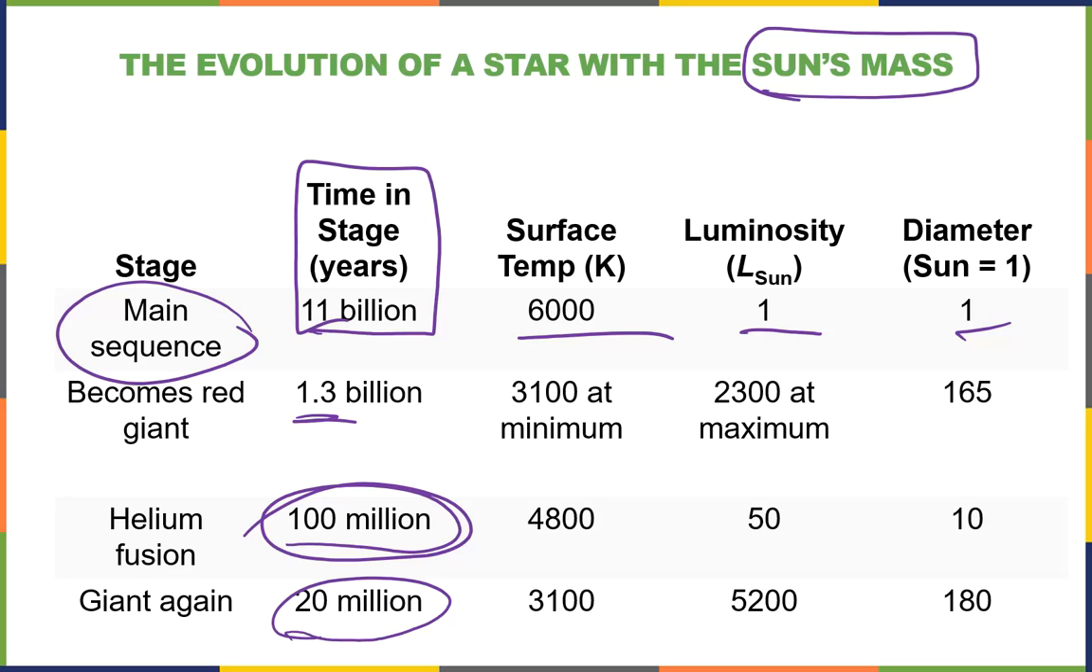Now notice the luminosity. When it's a red giant, it will reach a very big luminosity. Its temperature will drop a lot, but it will be very luminous because it'll be very big. You see this number out here, 165. Then when it reaches stable helium fusion, the surface heats up again, it shrinks, and it'll be 10 times the size. Then when it becomes a giant the second time, about the same temperature, but much more luminous because it's even bigger. So the sun's going to go through some interesting changes.